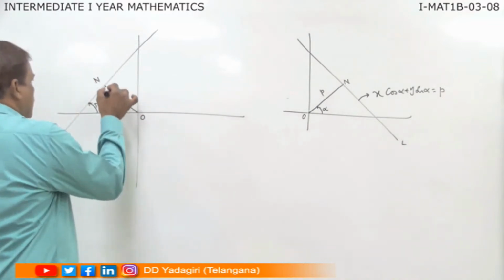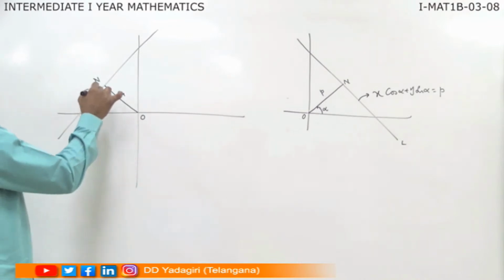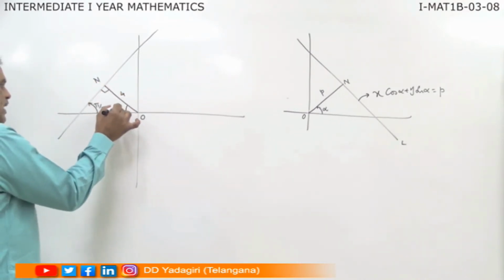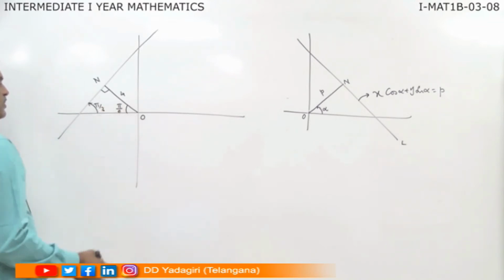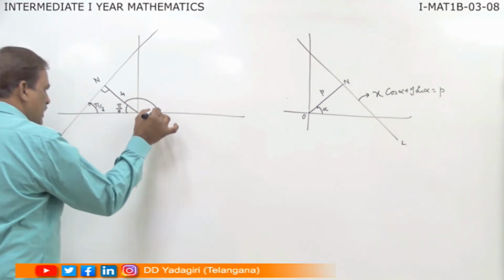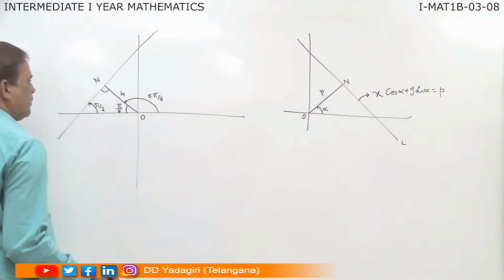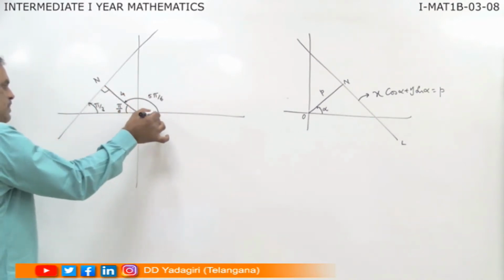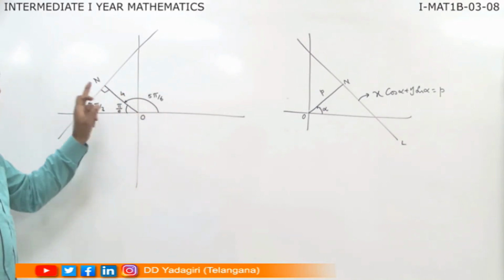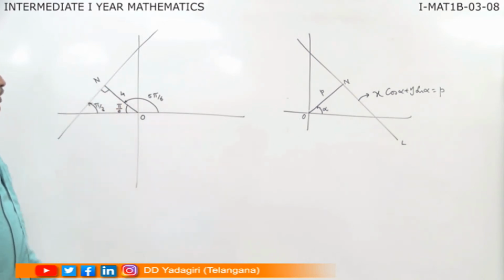Now ON is the normal. This angle is pi by 3. This is 90 degrees, this is 60 degrees. Hence this should be 30 degrees, pi by 6. The whole of this angle is 180, then this should be 5 pi by 6. Now the normal is making an angle 5 pi by 6 with the positive direction of x-axis in the anti-clockwise direction, and the length of the normal is 4 units.